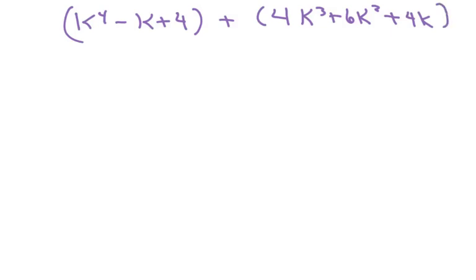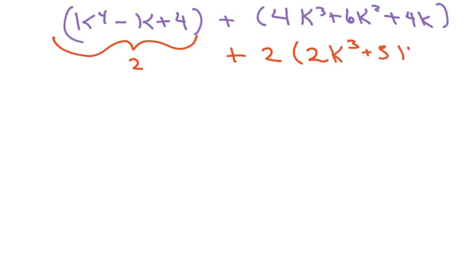Now, I could factor out a 4k here. We already know that this is divisible by 2, and what I'm going to do here is, on this side, factor out just the 2, because that's all we need, and this is going to be 2 times 2k cubed plus 3k squared plus 2k.